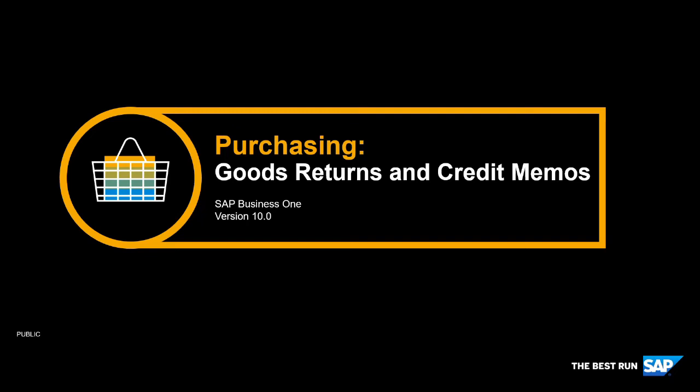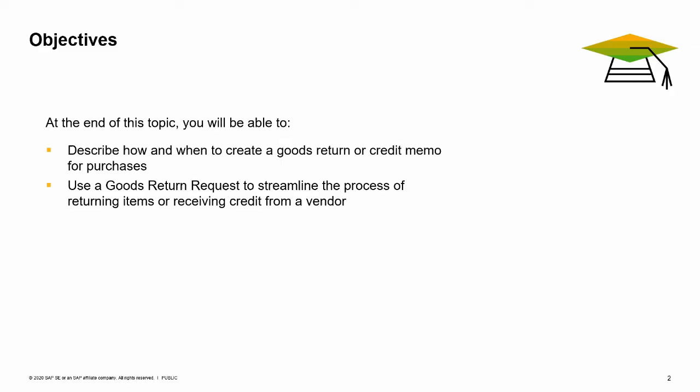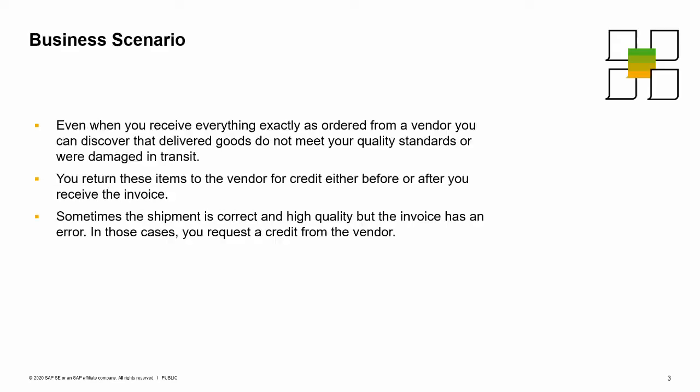Welcome to the topic on goods returns and AP credit memos. In this topic, we will look at the process for returning items and receiving credit from a vendor. We will discuss how and when you create a goods return or credit memo for purchases, and we use a goods return request to streamline the process for returning items or receiving credit from a vendor.